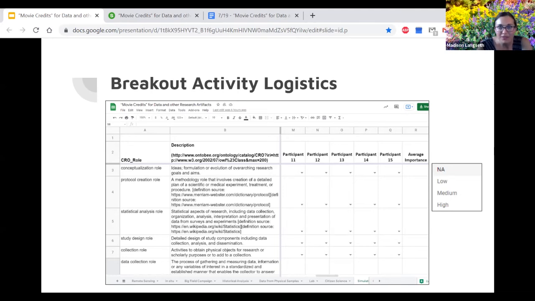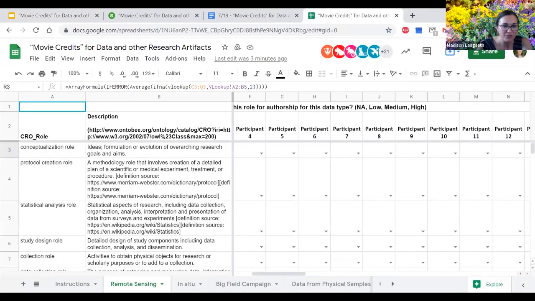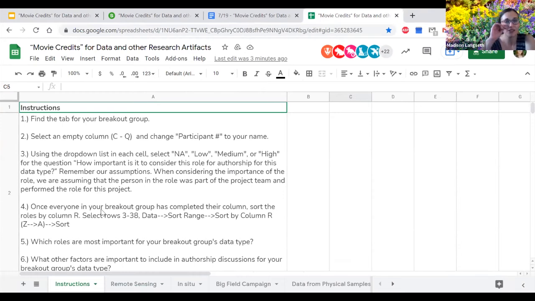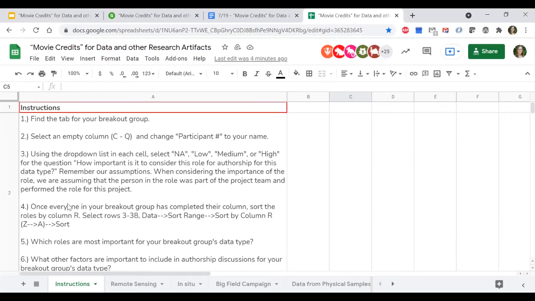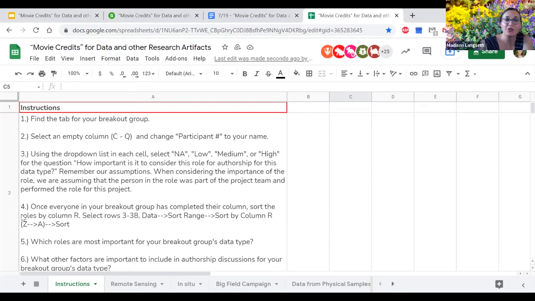Maybe I'll pop up this actual spreadsheet here. We have some instructions. Sorting: once everybody goes through and does the ranking, that last column, which is column R, I believe, unless you have more than 15 participants and need to add columns, will produce an average, a number. What you can do then is select rows 3 through 38, go to Data, Sort range, and sort by column R.